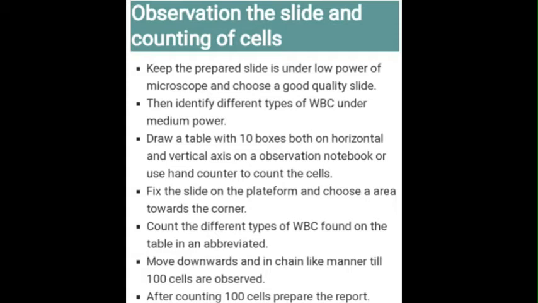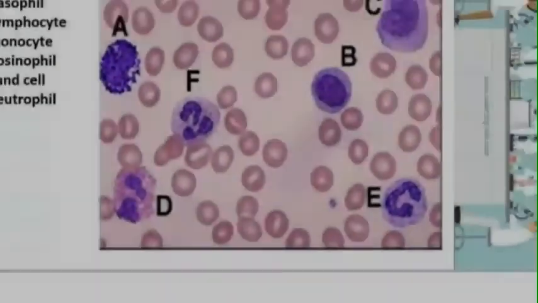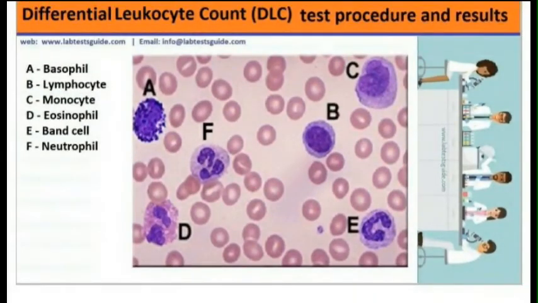Here I have shown you the picture of WBC. Here A is basophil, B lymphocyte, C monocyte, D eosinophil, E band cells and F neutrophils. These alphabets indicate the types of WBC found in the peripheral smear. You can look here and understand very clearly.